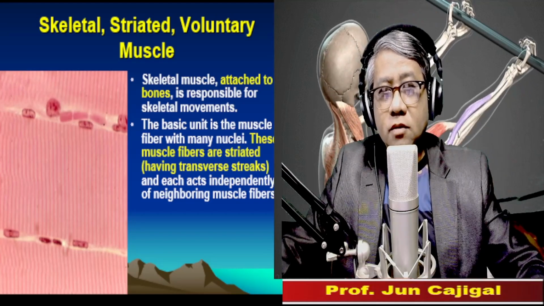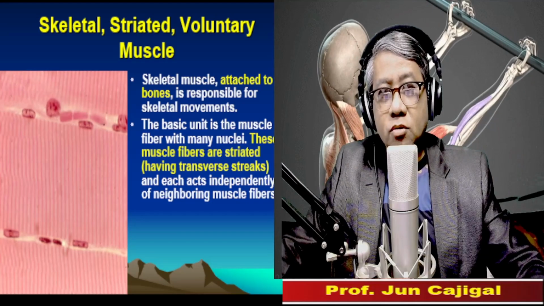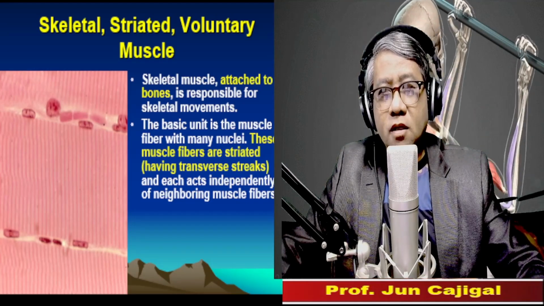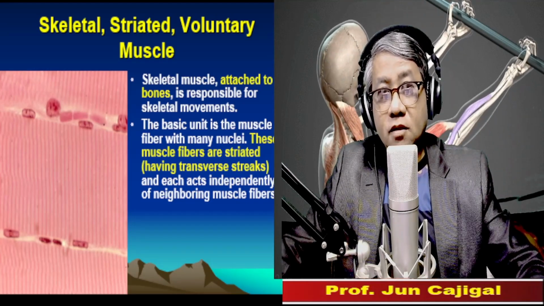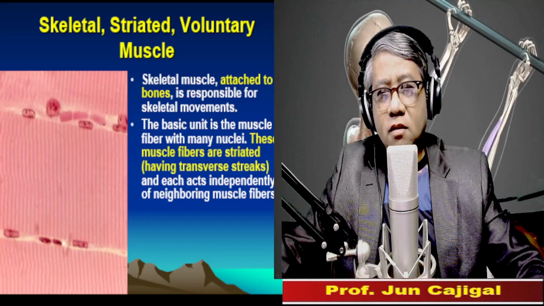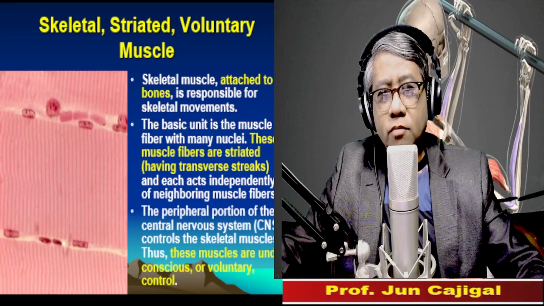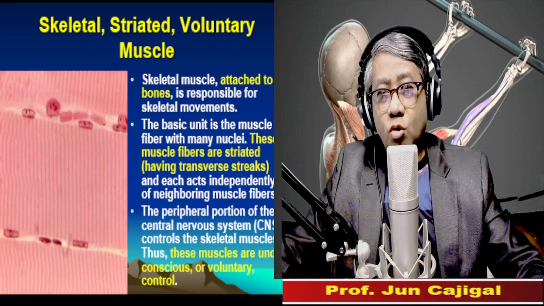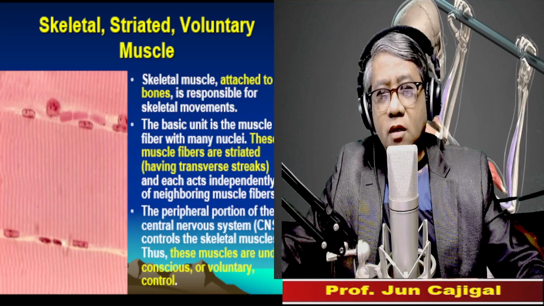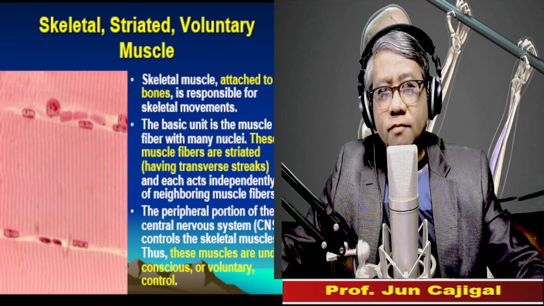It is called striated muscle because under the microscope, they have striations or stripes or streaks. These muscle fibers are striated, having transverse streaks or stripes, and each muscle fiber acts independently. Also, the peripheral portion of the central nervous system or CNS controls the skeletal muscle. So in short, these muscles are under conscious or voluntary control.